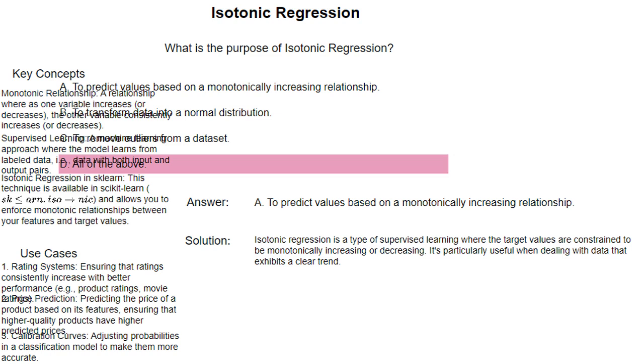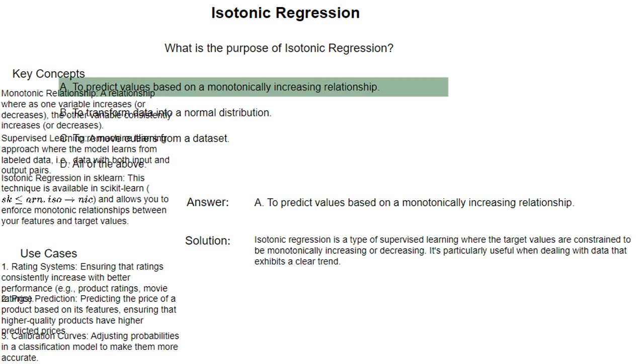False. Transforming data into a normal distribution is typically achieved using techniques like standardization or normalization, not isotonic regression. False. Outlier removal is usually handled by techniques like outlier detection algorithms or data cleaning methods. False. While isotonic regression works with monotonic relationships, it doesn't handle data transformation or outlier removal.